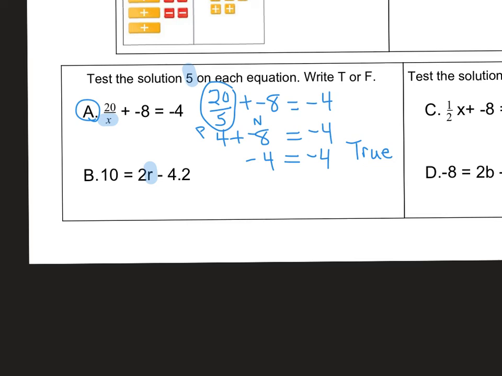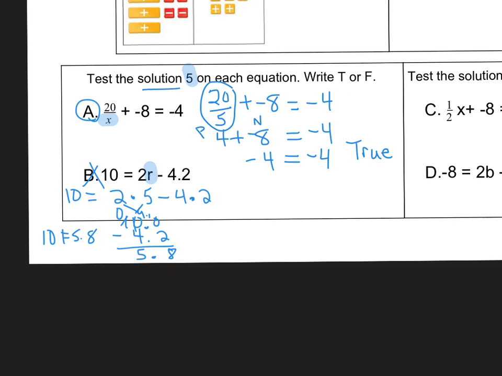However, let's still check the second problem. So this says 10 is equal to 2 times the solution of 5 minus 4.2. Well, according to order of operations, I got to multiply first, so I'm going to get 10, and I'm going to subtract 4.2. Well, I can already tell that when I subtract this, I'm actually going to get a decimal value. So that is not going to be equal to 10. 10 does not equal 5.8, so therefore the solution of 5 would not work in equation B.